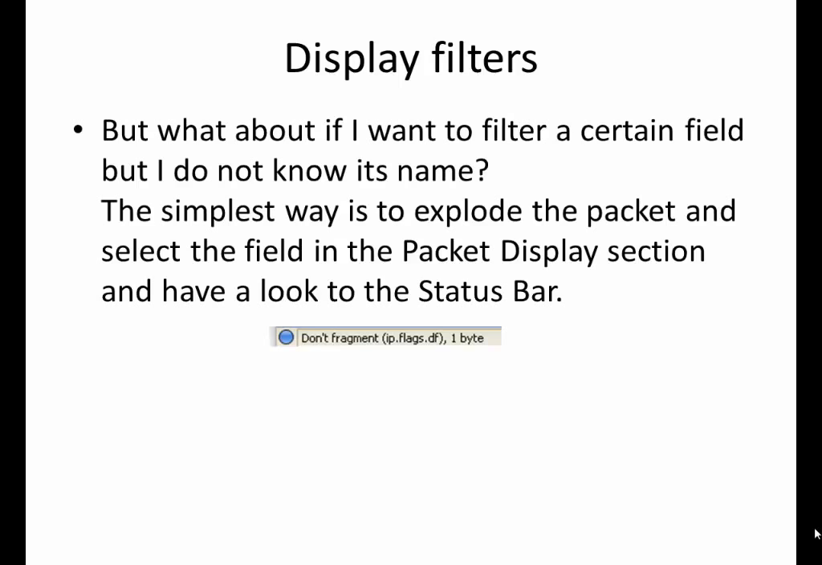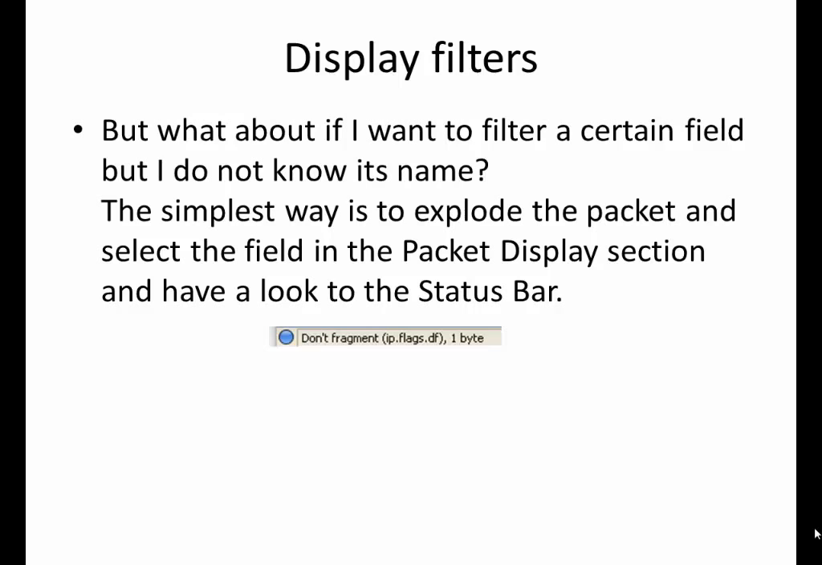So, display filters, still. What can you do if you want to filter a certain field but you don't know its name? The simplest way is always to expand the packet, look for the field that you want, click there, and then you can either right-click and build your filter, or look at the status bar. The status bar will let you know what is the real name of that field.